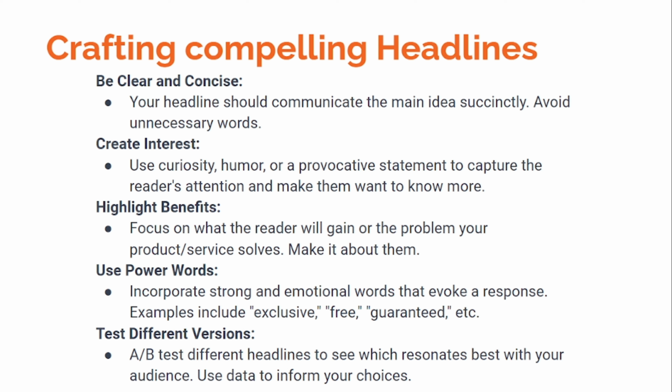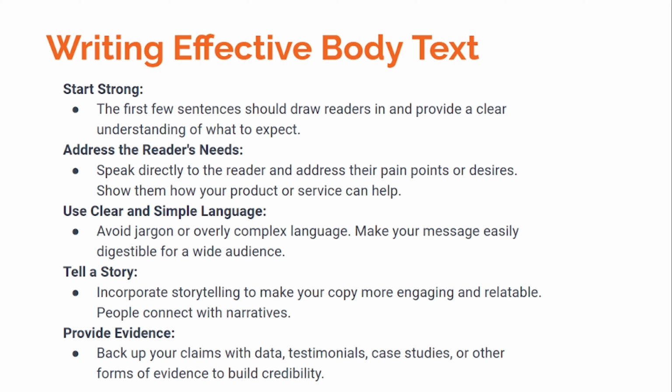Then test different versions. What we mean by A and B test here? Test A or test B. Test different headlines to see which resonates best with your audience. Use data to inform your choice. Then writing effective body text. Start strong. The first few sentences should draw readers in and provide a clear understanding of what to expect.